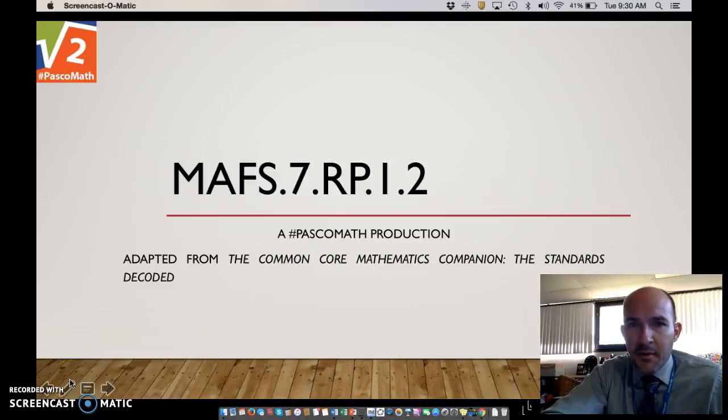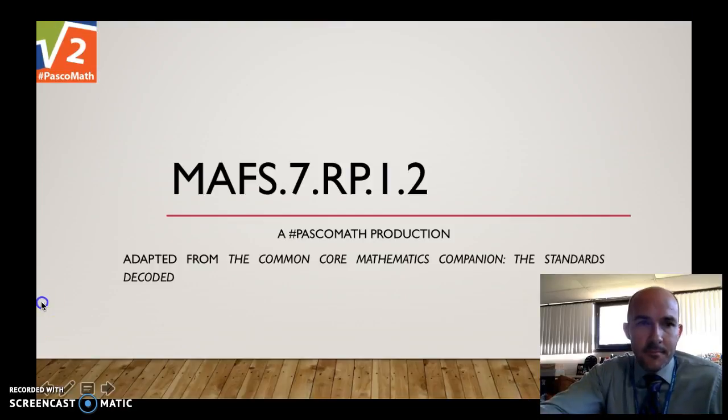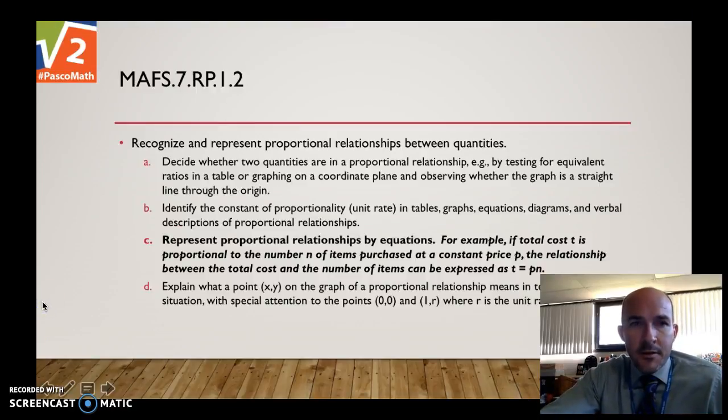Today we're going to continue our learning around 7.RP.1.2, looking at part C of this standard. So 7.RP.1.2 says recognize and represent proportional relationships between quantities, and in this video we're going to focus on representing proportional relationships by equations. So for example, if the total cost T is proportional to the number N of items purchased at a constant price P, the relationship between the total cost and the number of items can be expressed as T equals Pn.